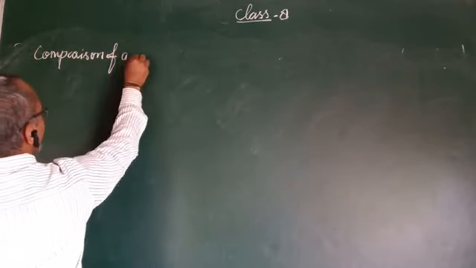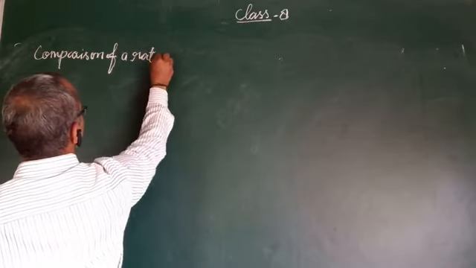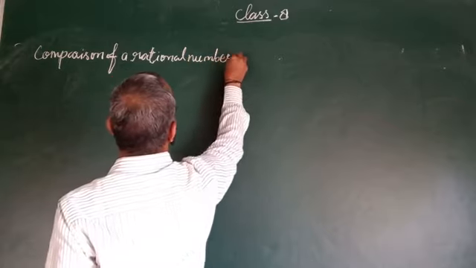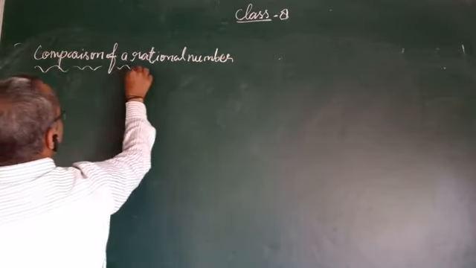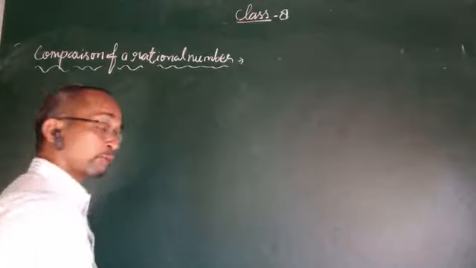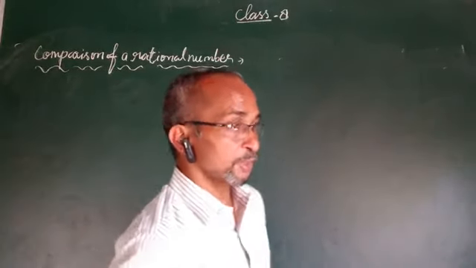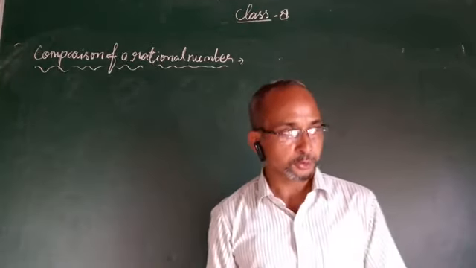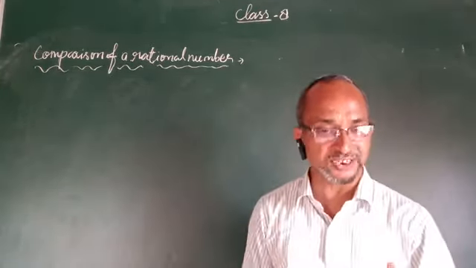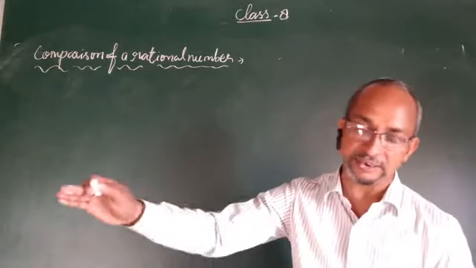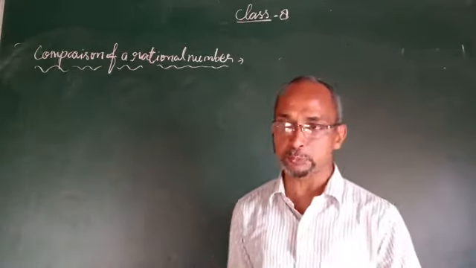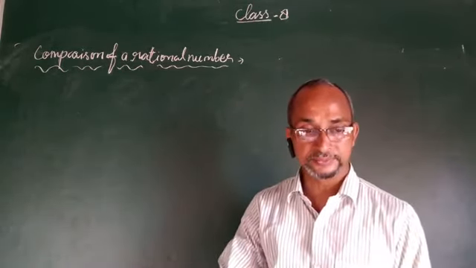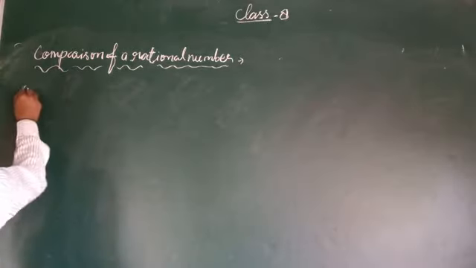Comparison of a rational number. How will you compare rational numbers? Suppose you find 5 rational numbers. Then you have to apply many steps for the comparison of rational numbers, to arrange them in ascending or descending order, any order. Then first you have to find all denominators. First step. How will you express this?